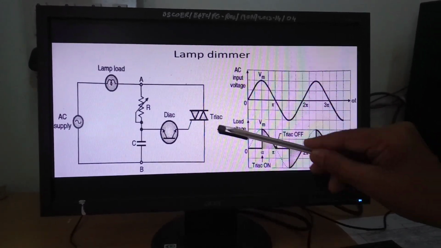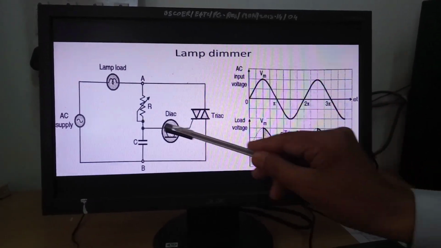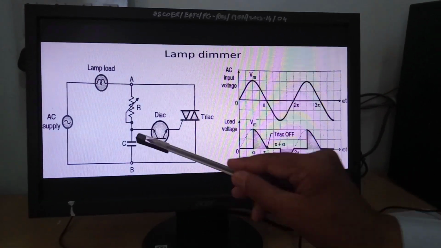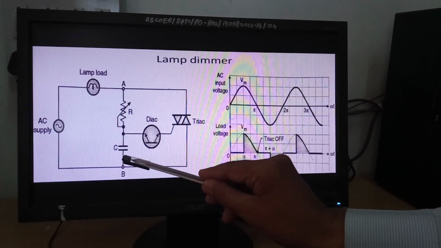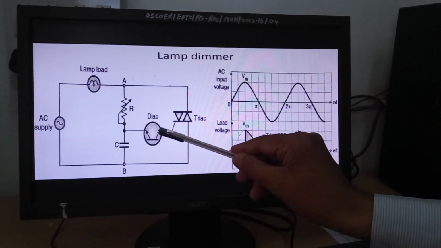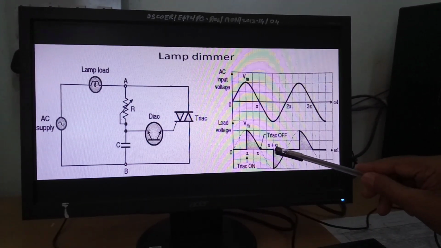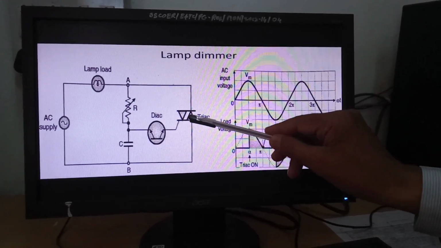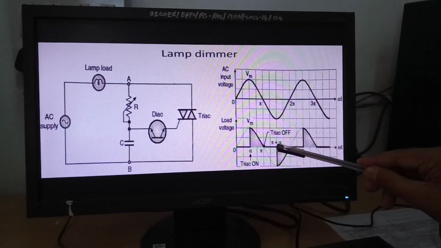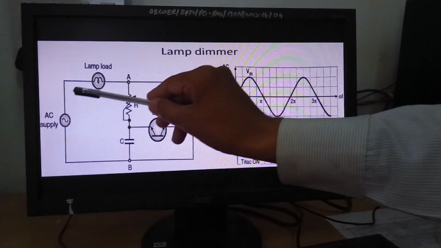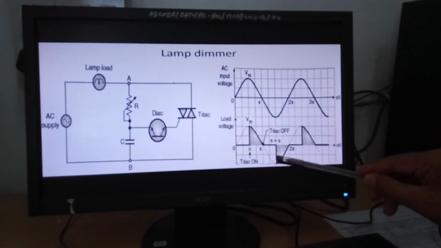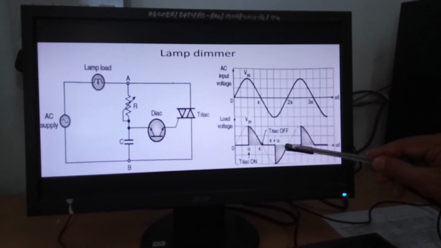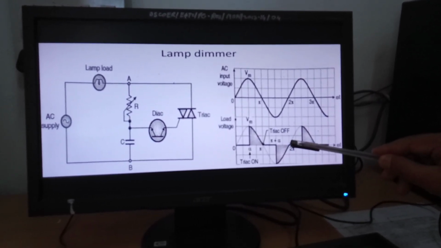Again at pi, this TRIAC will go off and this capacitor will charge in the reverse direction. Whenever this capacitor voltage becomes equal to the breakover voltage of this DIAC, it happens at pi plus alpha. So at pi plus alpha, this TRIAC will turn on and a negative current will flow through this load, and that is this voltage waveform. The load voltage waveform will follow the same as the supply voltage till 2 pi.